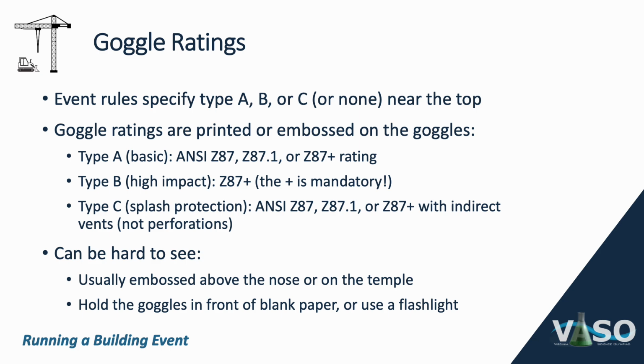Now, those ratings, those ANSI ratings, can be hard to see. They're usually embossed on clear plastic, and so they're difficult to see, often above the nose or on the temple. I find the easiest way is to hold the goggles in front of a blank sheet of paper or to use a flashlight, and then they become much easier to see.